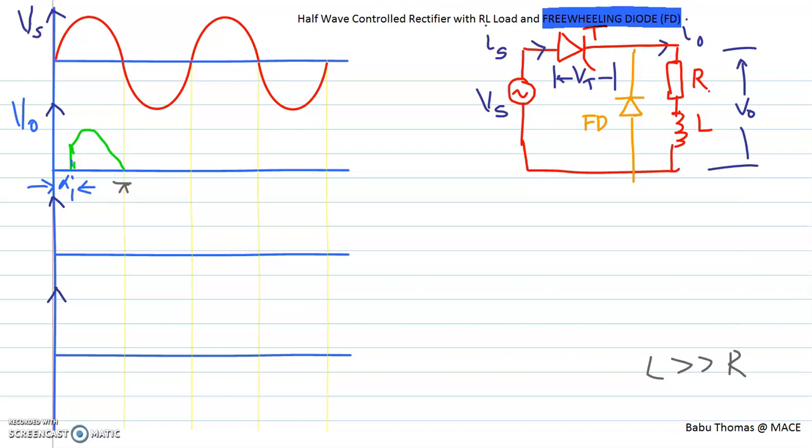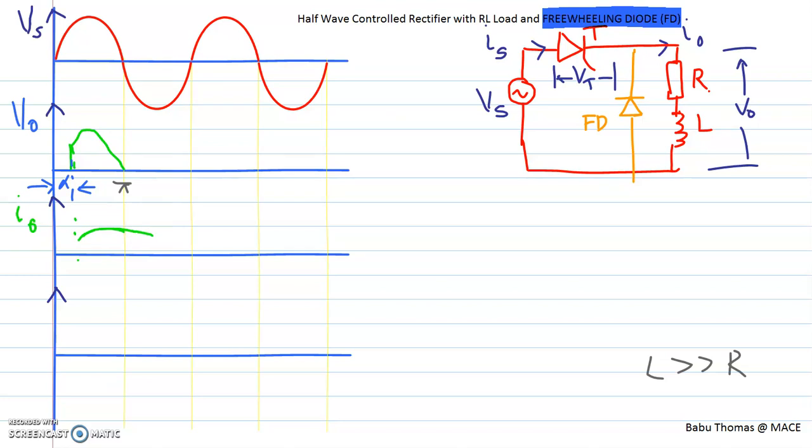Now I am going to plot your I0 here. This is your I0. At this instant the current starts increasing, and at pi the current has not reached zero because it is an inductive load, and since the inductance is much larger, it will take more time to settle down. So it will continue like this.